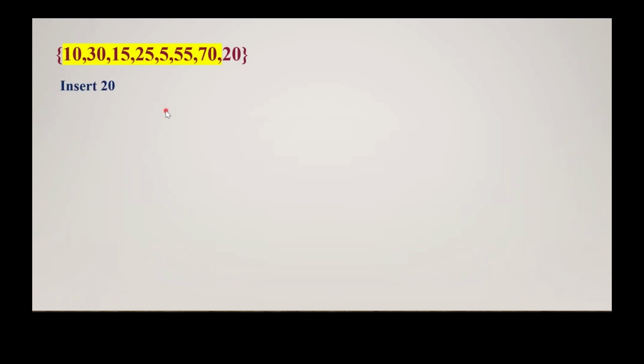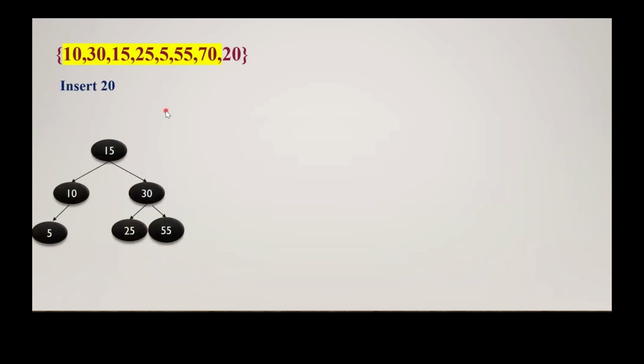So now we have to insert the last element, 20. This is the output we got from the last insertion. Now you have to insert 20. 20 is less than 50, so it will go to the left. After that, 20 is greater than 15, so it will come to the right subtree. After that, 30: it will go to the left subtree because 20 is less than 30. Again 25, so 20 is less than 25, so it will become the left subtree.